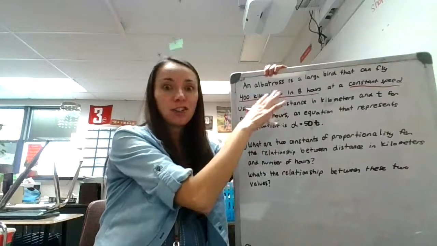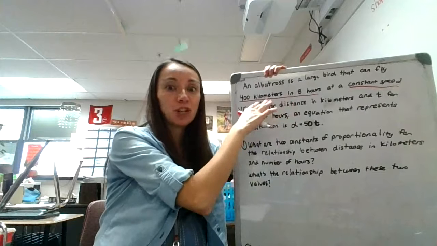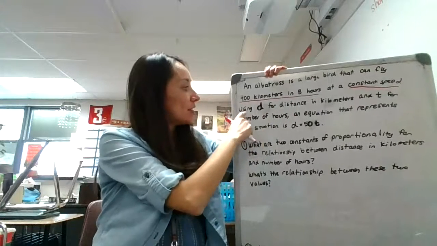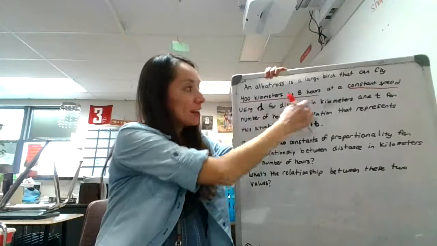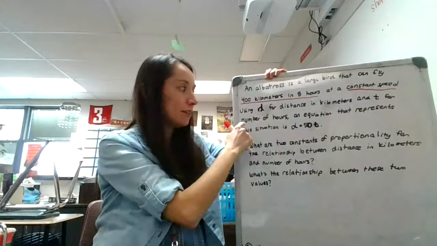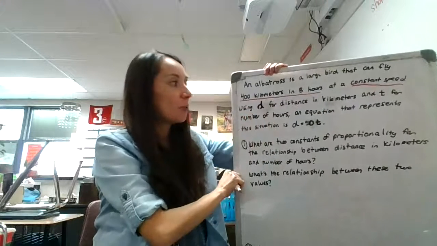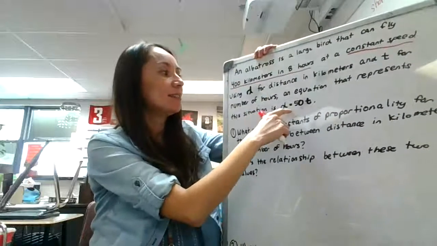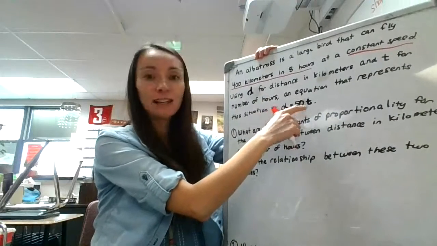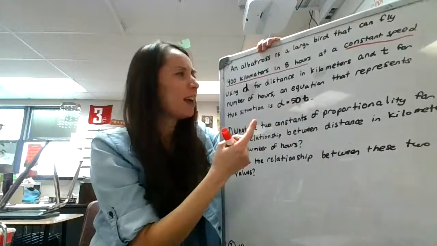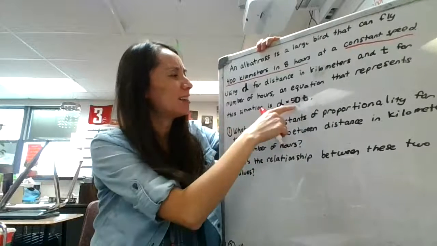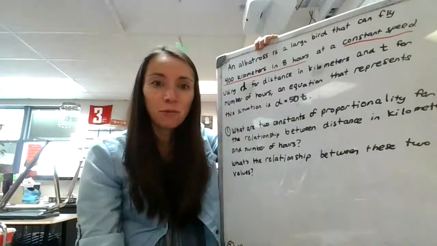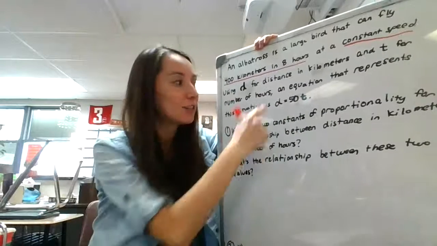That ratio is never going to change. It's always going to be equivalent to that ratio, okay? Because it's a proportional relationship. So it says using D for distance in kilometers and T for number of hours, an equation that represents this situation is D is equal to 50 times T. And before you ask how they got this 50 if it says 400 and 8, well, they did the thing where we find the unit rate.